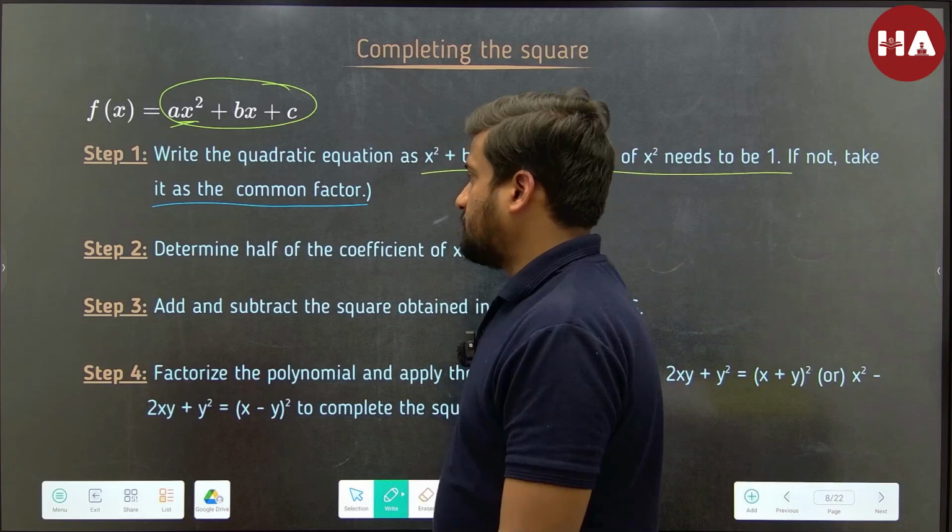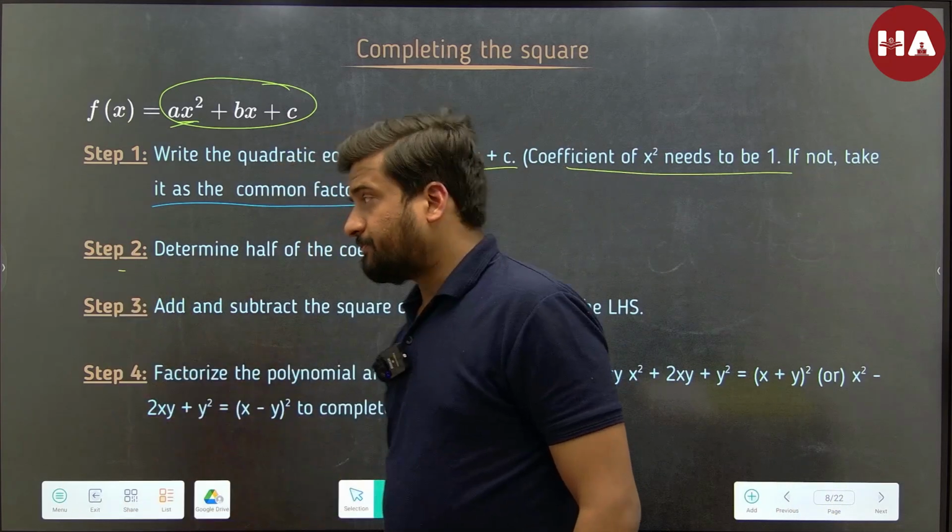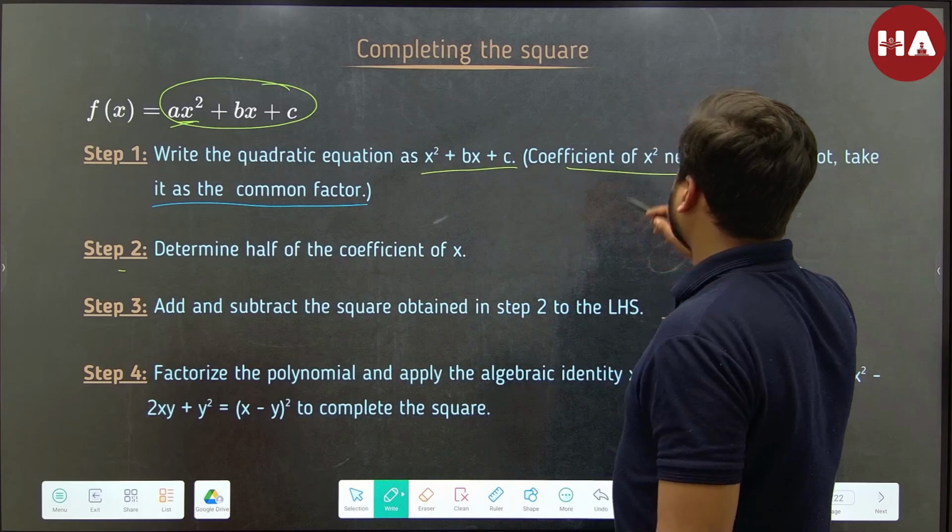All right, so step 2. Okay, I'm going to solve it here.